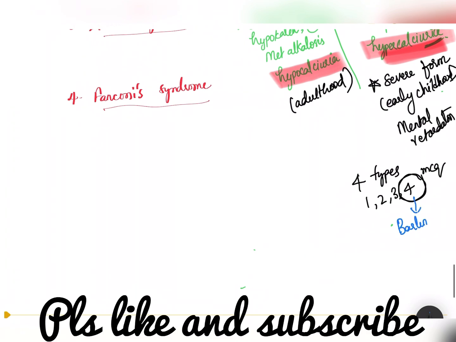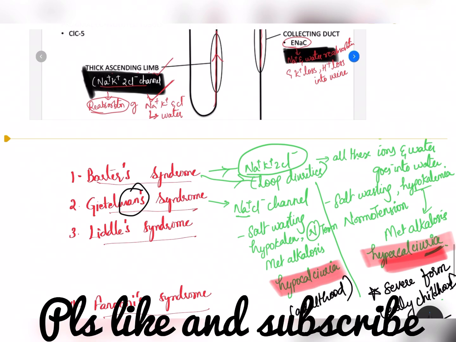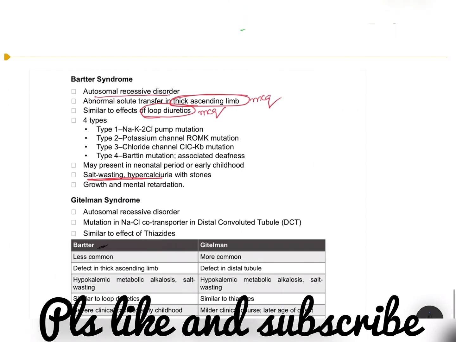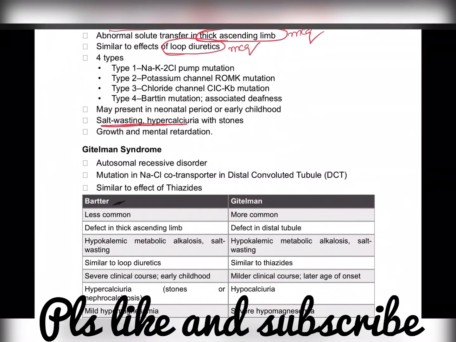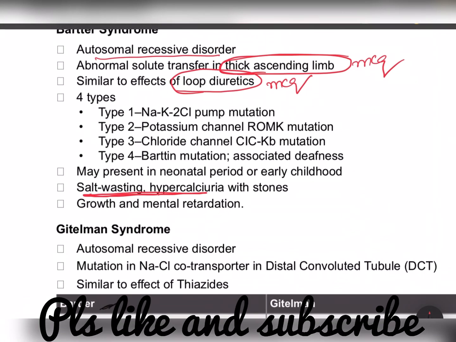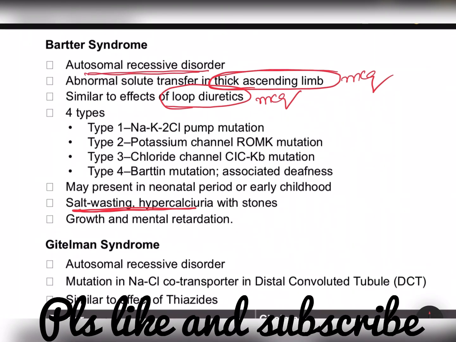Fourth type is Barter mutation. It is associated with deafness. This closes the discussion of Bartter's and Gitelman's. I hope you have understood it. We will just revise everything. Okay, we will revise it very fast.